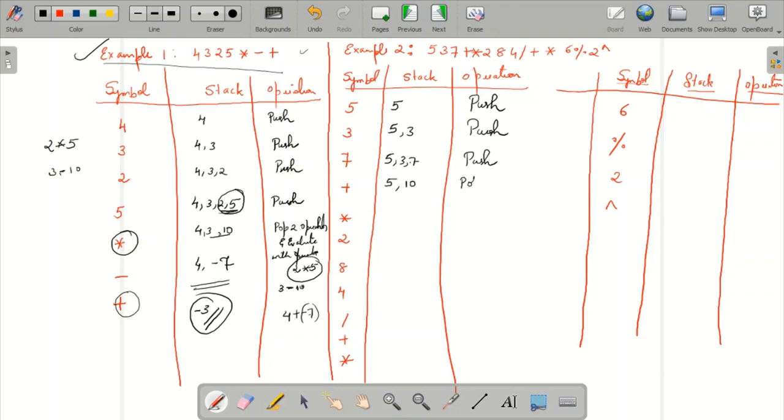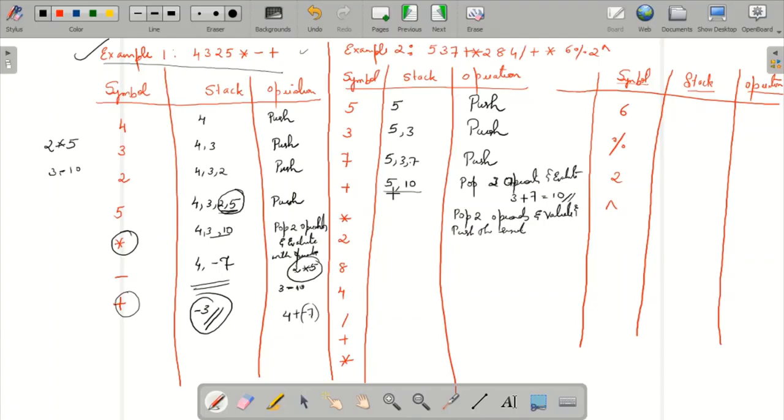So what I did: pop two operands and evaluate. So it is 7 and 3, and then I put a plus, so the answer is 10. Then this result 10 should be pushed back to the stack. Here again it is pop two operands and evaluate, and push the result back.